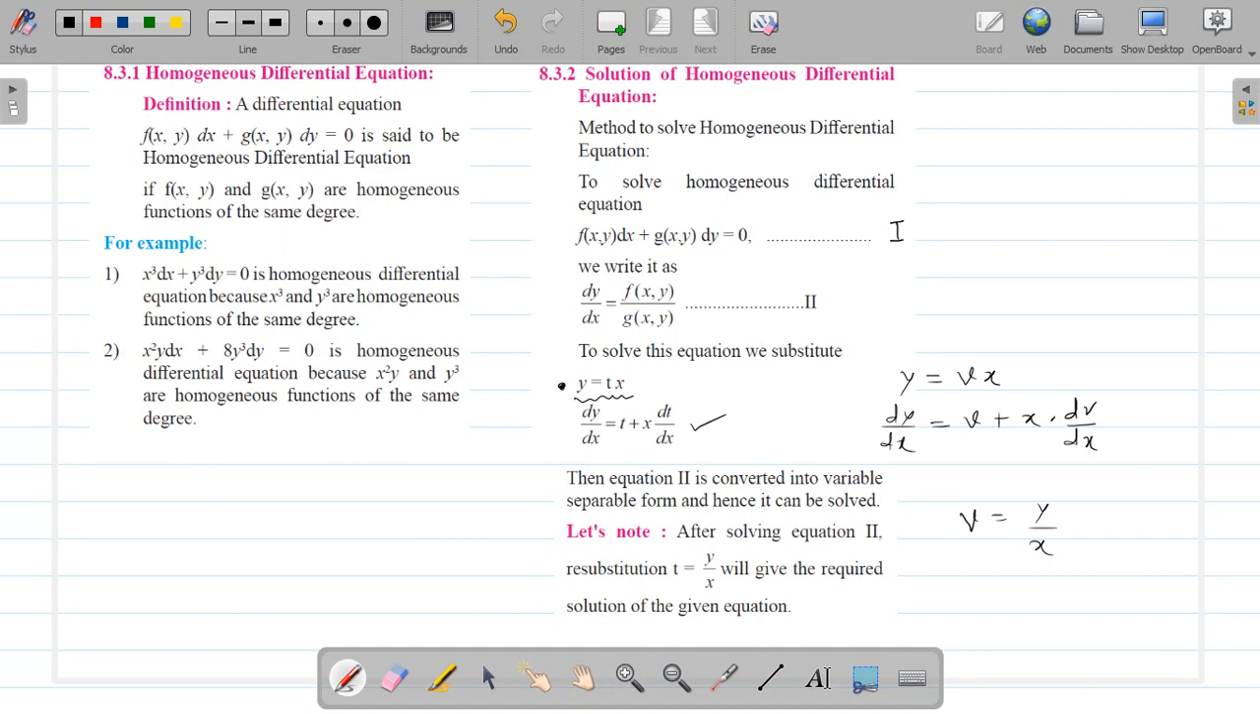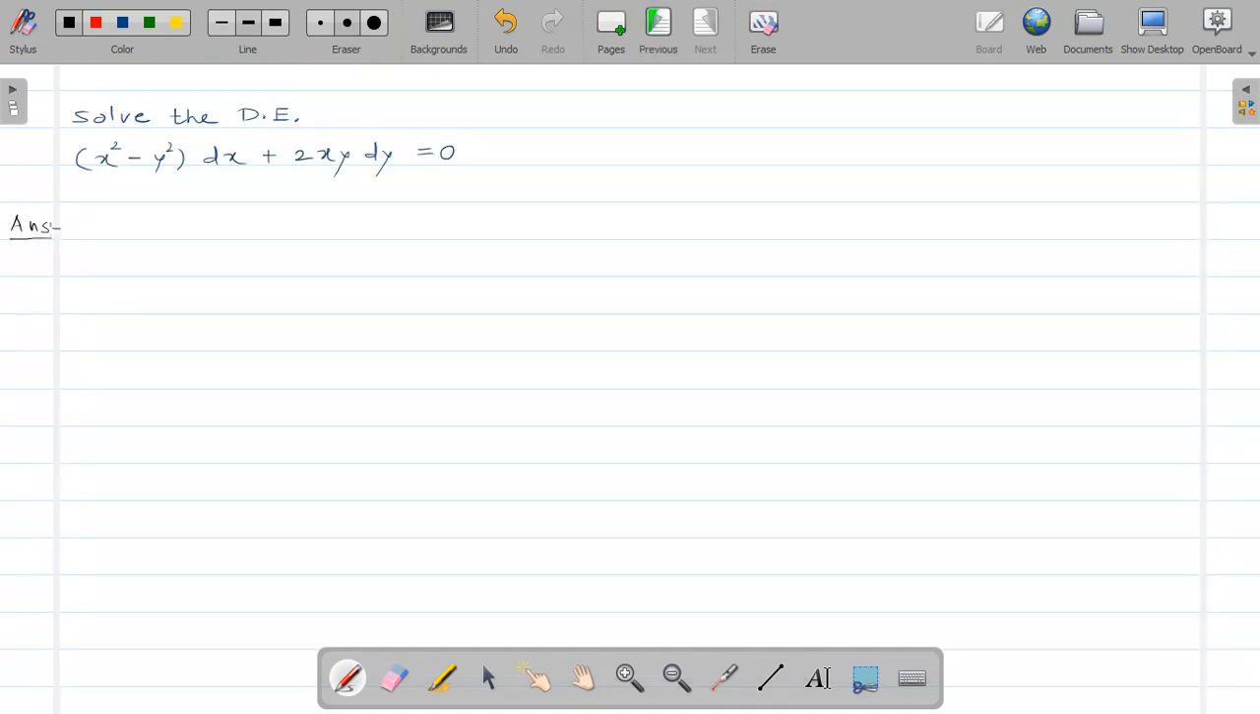Now in detail we will solve one example so that you will get the total idea about the homogeneous differential equation, and the procedure to solve the homogeneous differential equation. So let us take some examples that we will solve today. Now see the question: solve the differential equation, and it is given that (x square minus y square) dx plus 2xy dy is equal to 0. So first of all I will write the given differential equation.